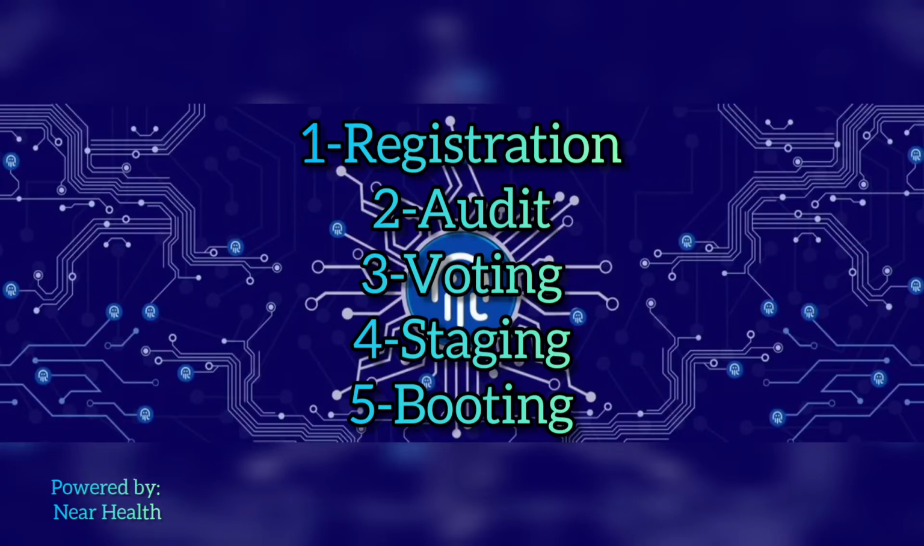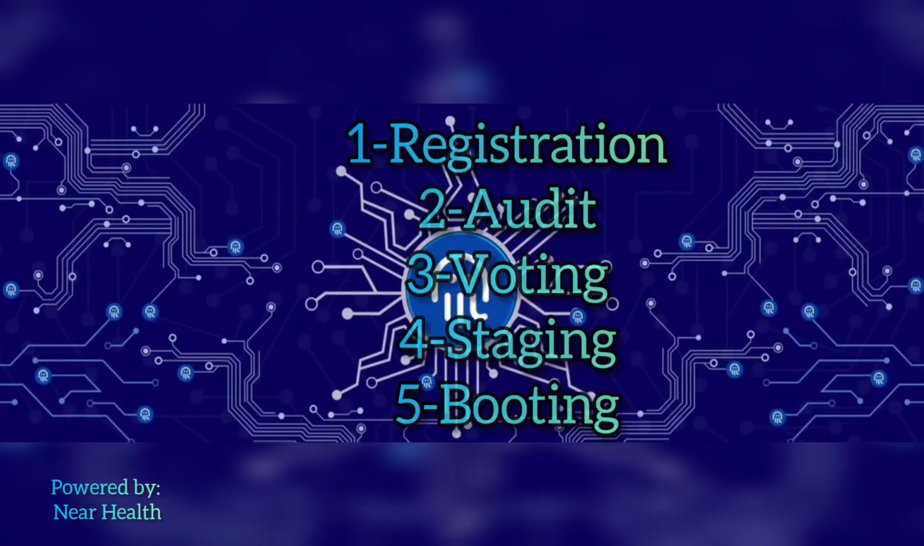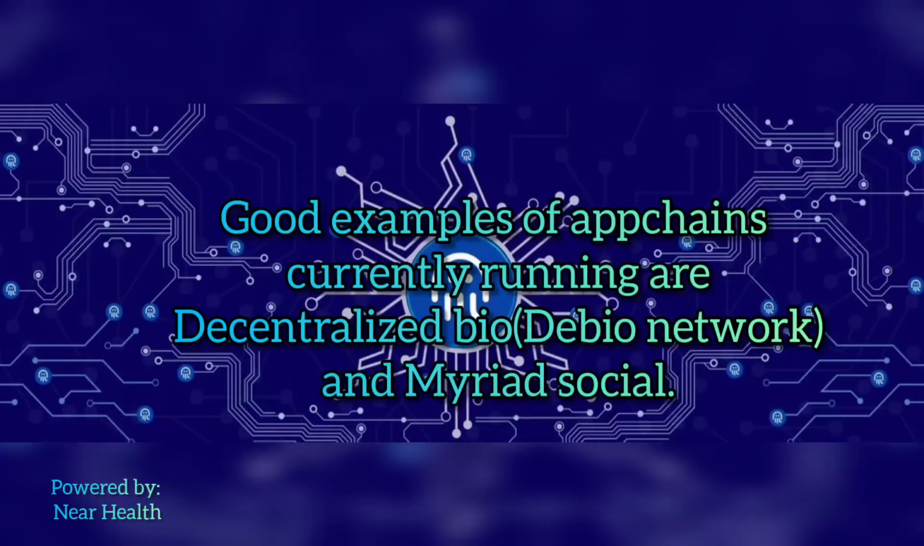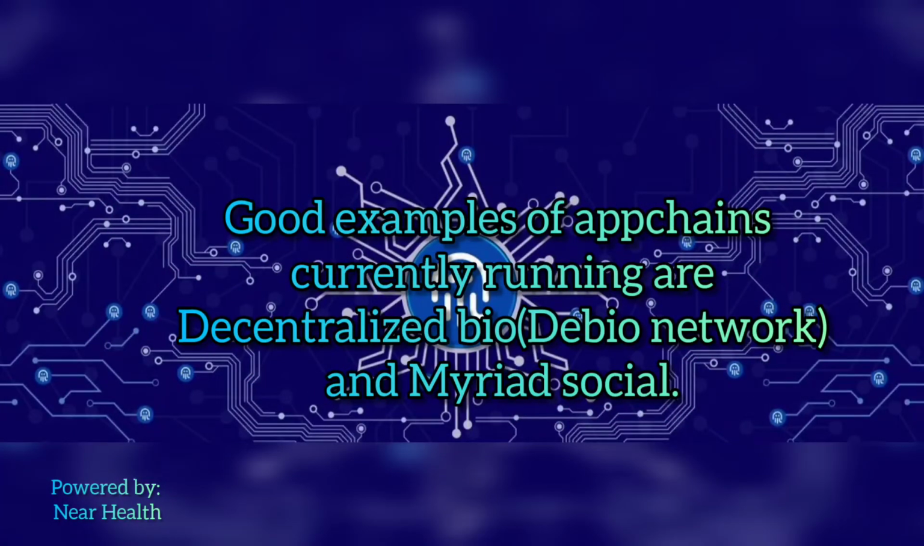The booting stage. In the booting stage, task force members will run 4 bootstrapping nodes to start the app chain. The validators should run their nodes to join the app chain consensus. The Octopus Network will also run a full node cluster for each app chain and provide API access service to the app chain's front end. App chain developers then just need to update the front end configuration, and the app chain is ready for the end users. Good examples of app chains currently running are Decentralized.io, the Bio Network, and Myriad Social.